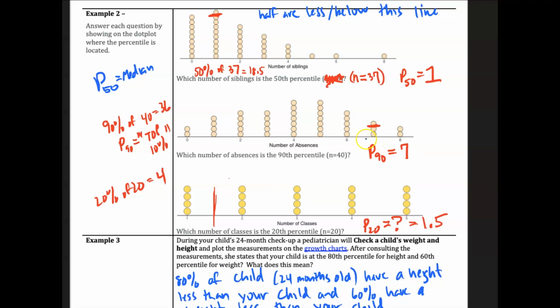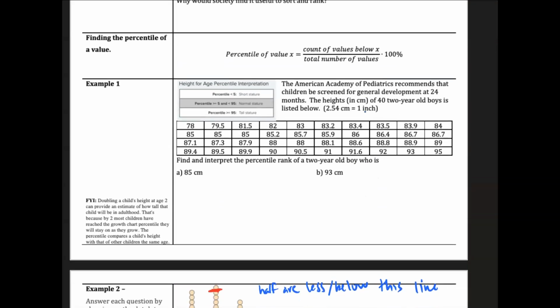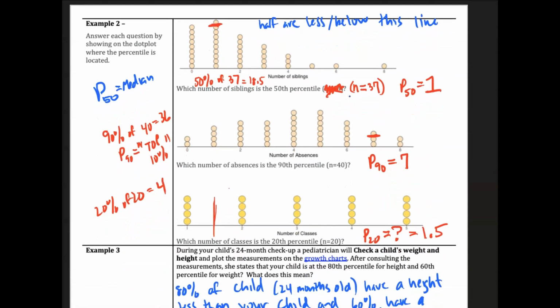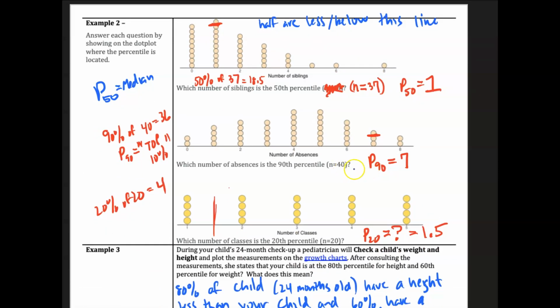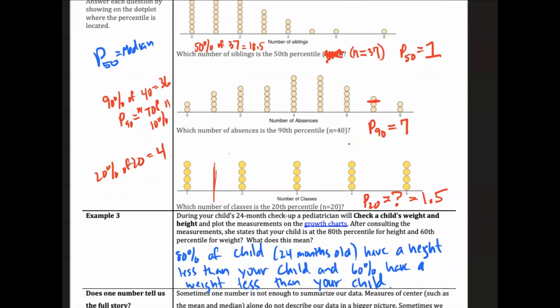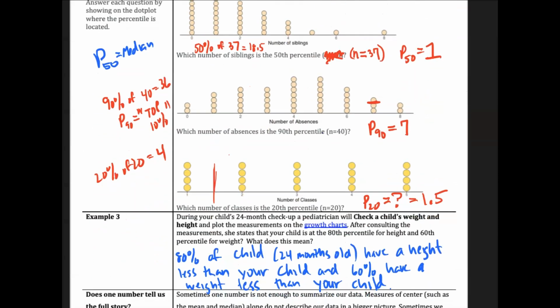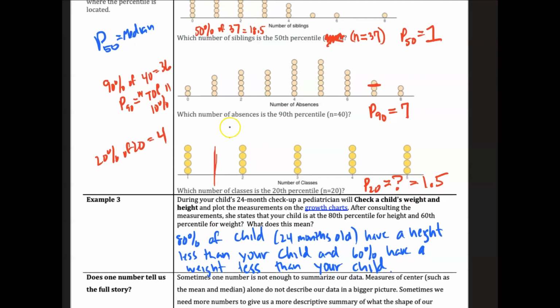90% of students have less than or equal to 7 absences. So again, it goes back to our definition of percentile and which one we're using. You go back to the one we use here, but it really is about the idea of what a percentile is. And this one here, which number of absences is the 90th percentile?